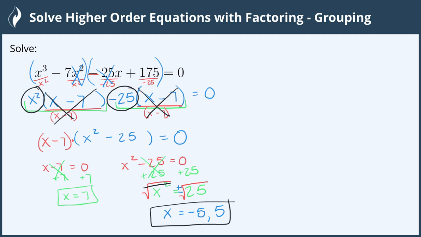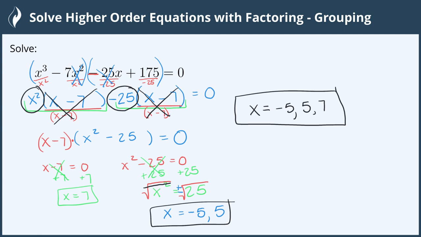So we have 3 answers here, and if we go from low to high, we'll list them all out together. Starting with the lowest, it's negative 5, then continuing as positive 5, and the largest is positive 7. So we have our 3 answers right here, and now we're all done.